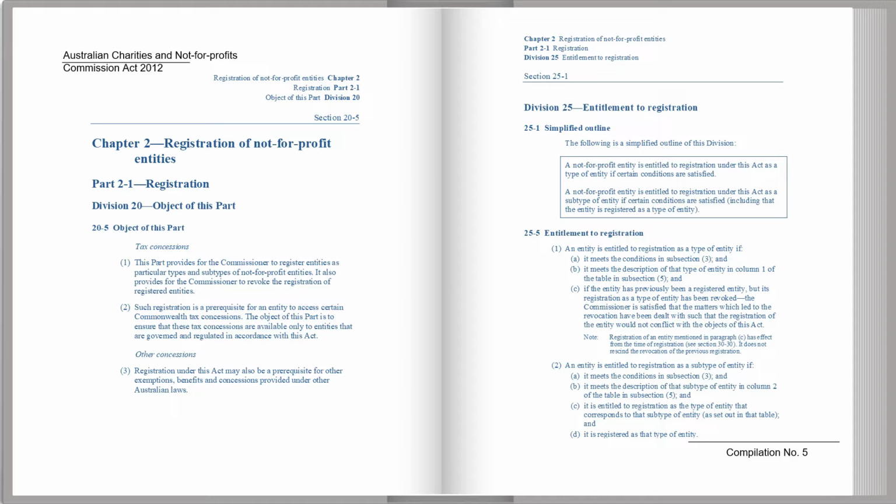Division 25 Entitlement to Registration. 25-1 Simplified Outline. The following is a simplified outline of this division. A not-for-profit entity is entitled to registration under this Act as a type of entity if certain conditions are satisfied. A not-for-profit entity is entitled to registration under this Act as a subtype of entity if certain conditions are satisfied, including that the entity is registered as a type of entity.